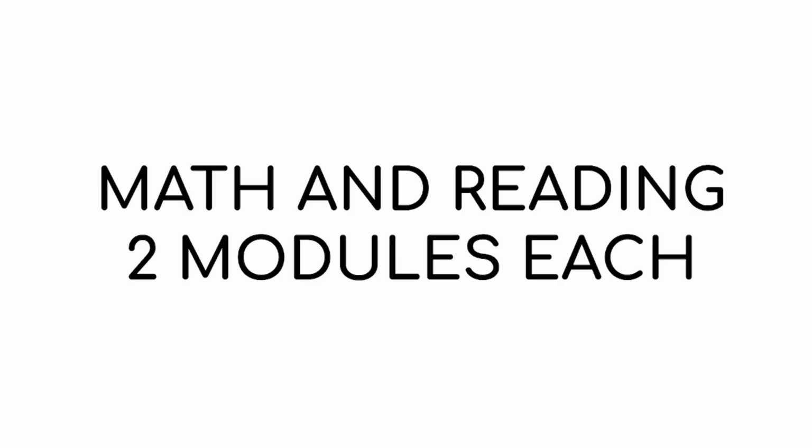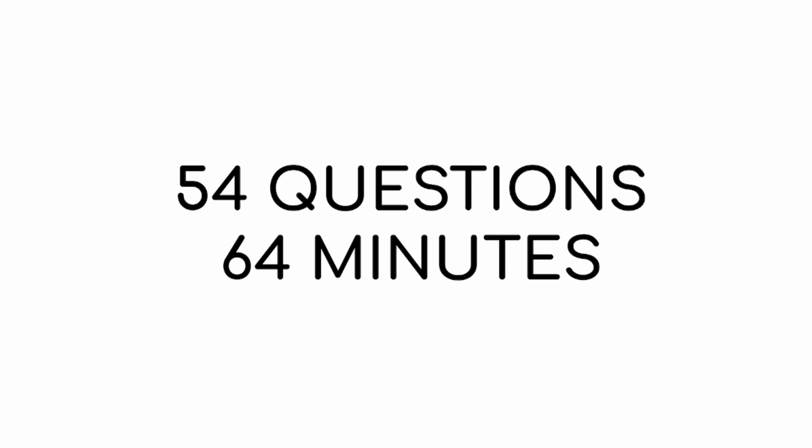Okay, so the SAT is broken into your reading and writing portion as well as the math portion, and these will have two modules for each of them. These modules will have the same amount of questions and the same amount of time. For reading and writing, you'll have 27 questions per module and 32 minutes. This means in total, you'll have 54 questions in 64 minutes for the entire reading portion.